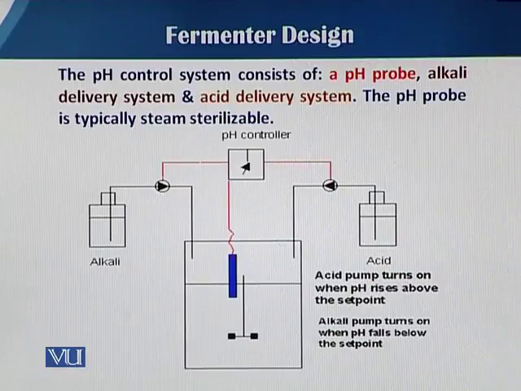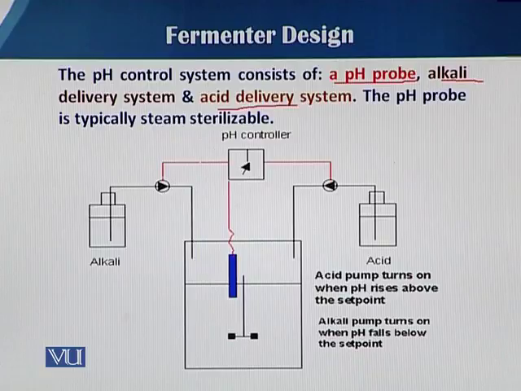In this case, the pH control system consists of a pH probe, and this pH probe is very sensitive to temperature, because we have to use pH probes which can withstand the sterilization temperature, meaning 121 degrees Celsius. Normally, the pH probes and pH meter you use in a laboratory cannot withstand that high temperature. So the pH probe used in fermenter vessels is made of a special material. Then there is the alkali delivery system, and then the acid delivery system.